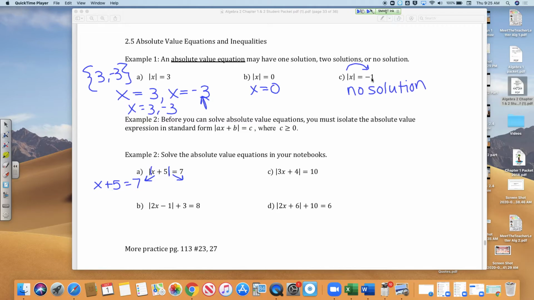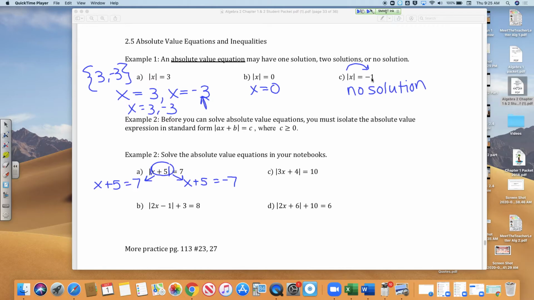Because what's inside the absolute value bars is x plus 5. And x plus 5 can equal 7, or x plus 5 can also equal negative 7, since the absolute value of negative 7 will also equal 7. So basically you split it up into two equations.